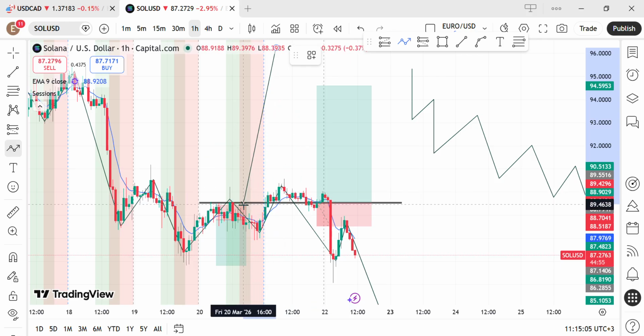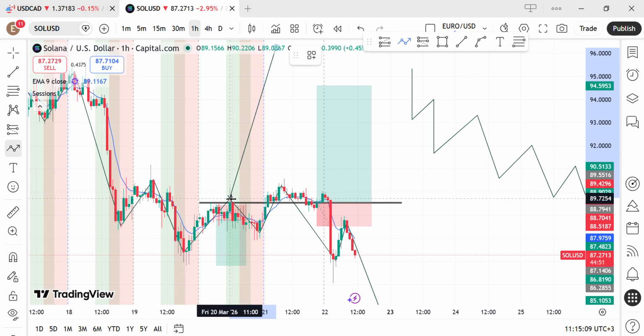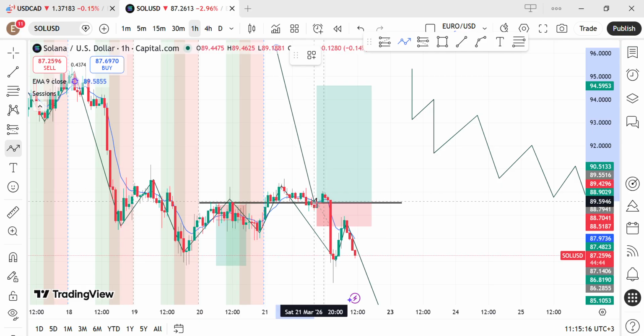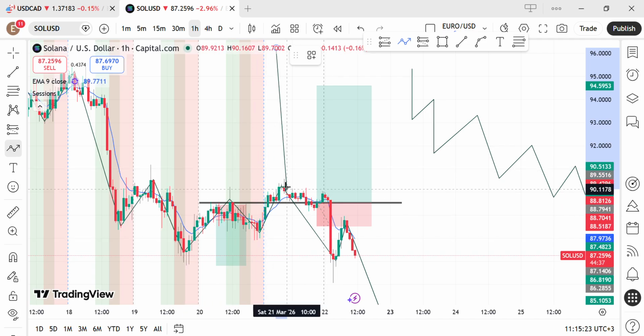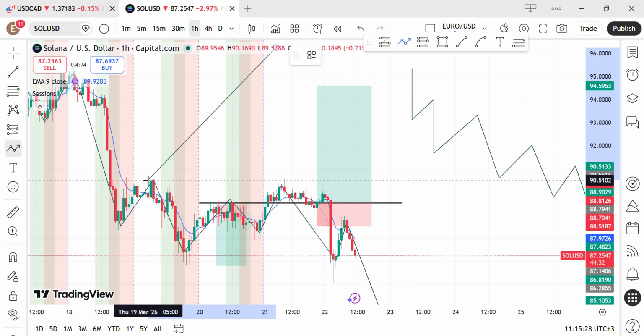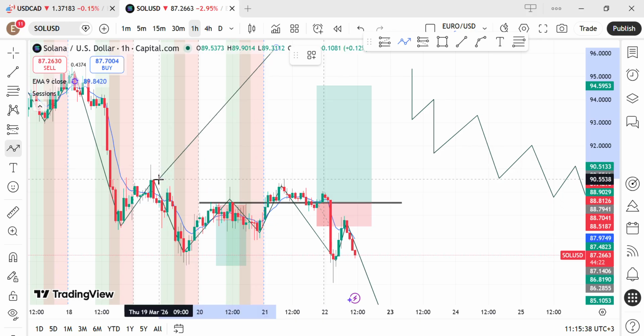Now, if this is a lower high, this is a lower low, this is a lower high, higher low, breaks, comes back, sells. That means this was a fake out. But if it was able to break here, it didn't break here. It only broke one lower high. It didn't break the other significant lower high.